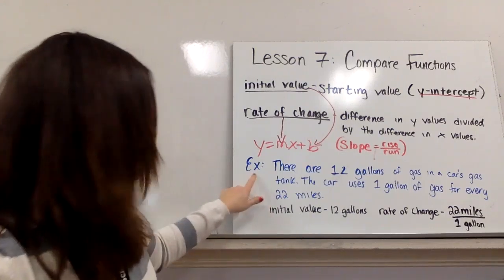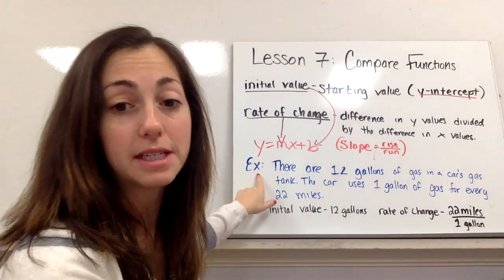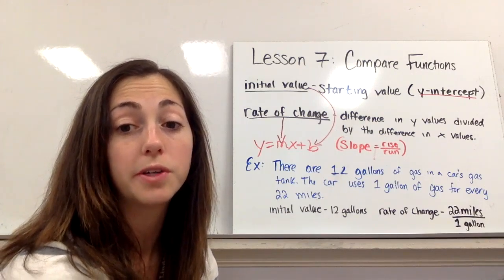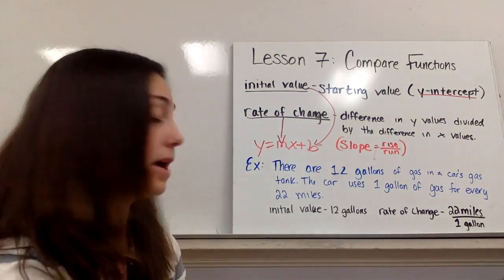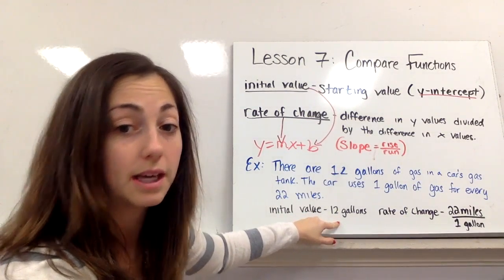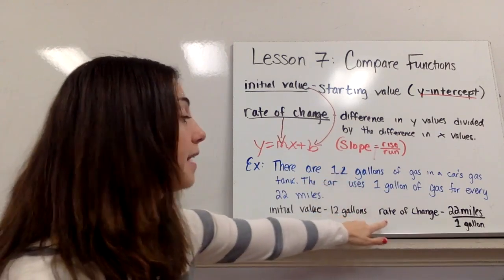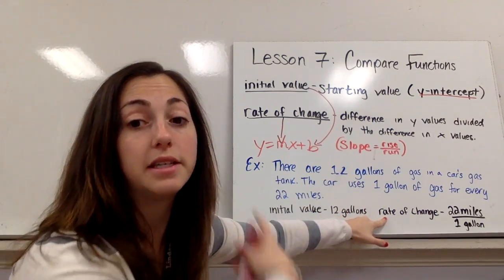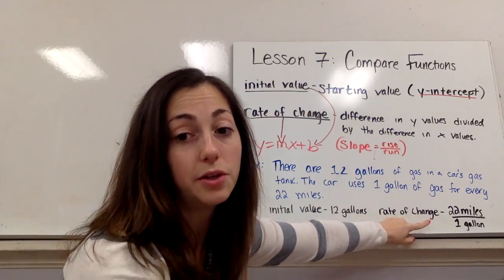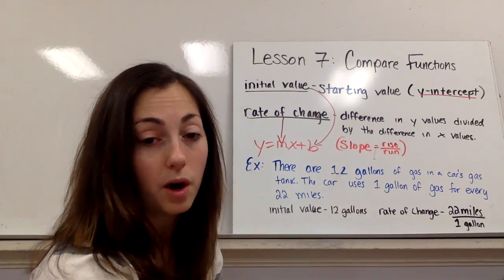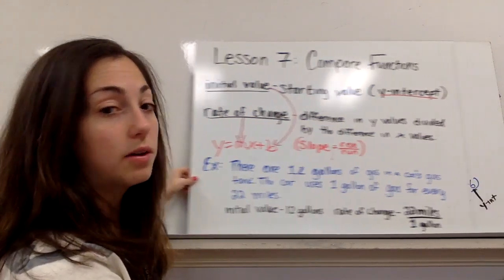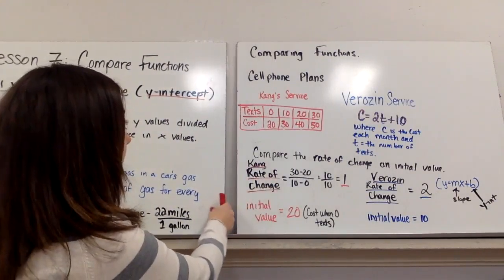All right, so our first example, to make sense of this: there are 12 gallons of gas in a car's gas tank. The car uses 1 gallon of gas for every 22 miles. So our initial value is 12 gallons. That's our starting value. Then our rate of change is the difference in the y divided by the difference of the x. So that is 22 miles divided by 1 gallon. So 22 miles for every gallon. Okay. Now let's start comparing and making sense of this.